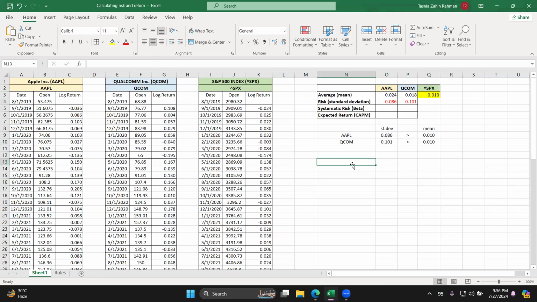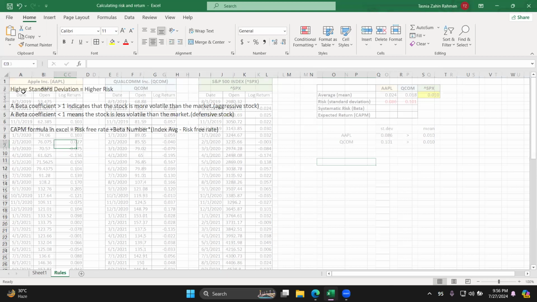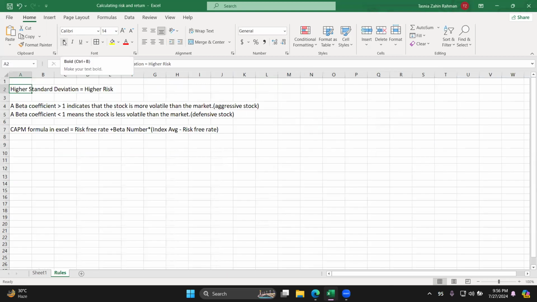So in conclusion, higher standard deviation equals higher risk. When a stock's standard deviation is higher than the market average, it is considered riskier because its returns are more unpredictable.